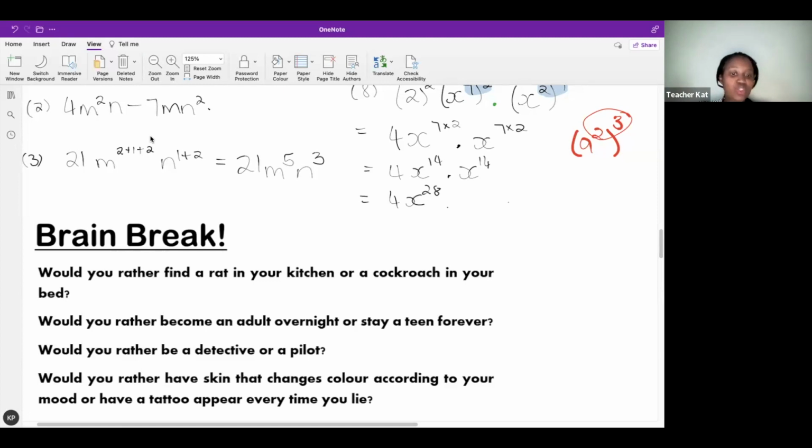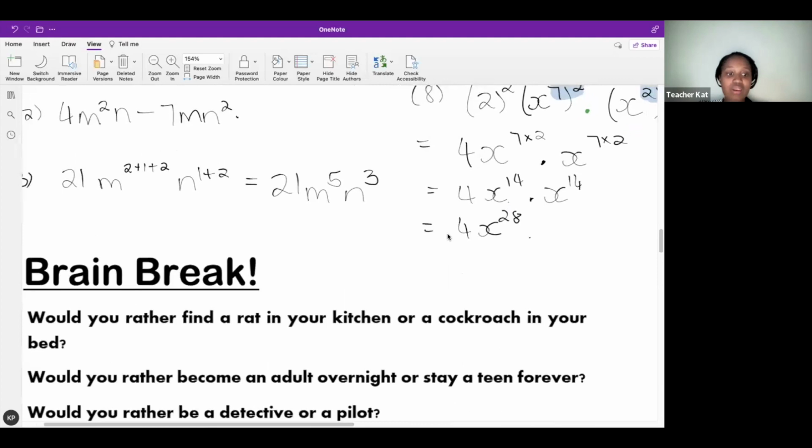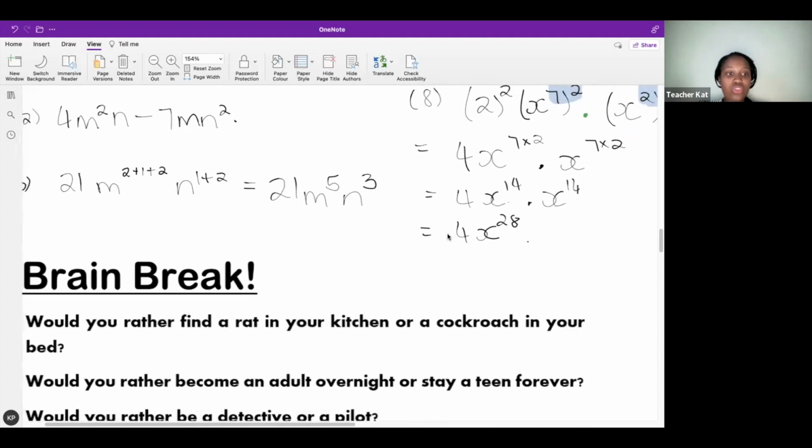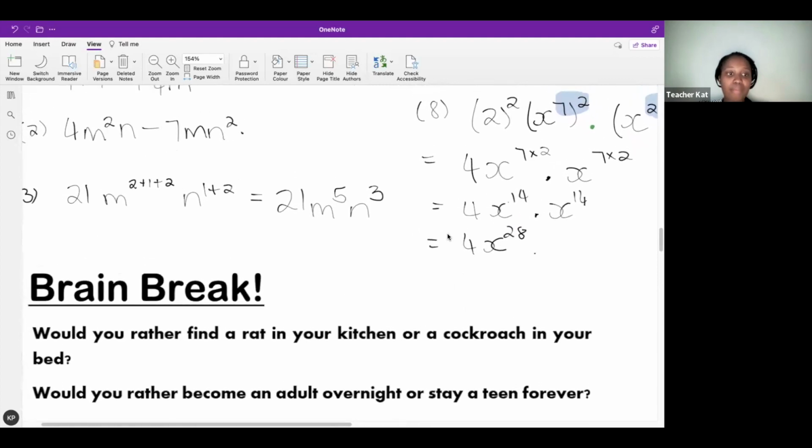The next one is, would you rather become an adult overnight or stay a teen forever? So either you wake up tomorrow and you're an adult, or you stay a teenager forever. Claire's like, teen, sprinkle, sprinkle. Nobody wants to become an adult. Hectic. Everyone's like, y'all look stressed.